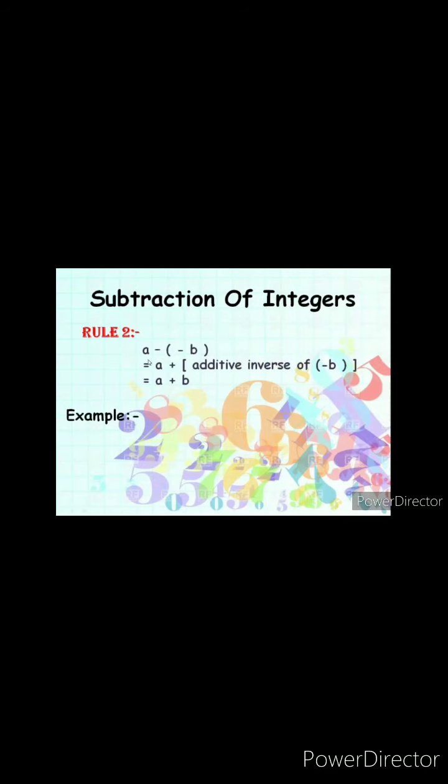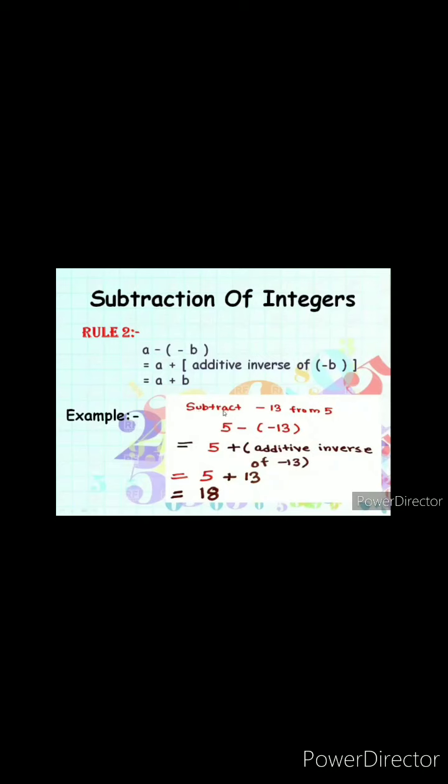Now if you have to find a minus under bracket minus b, the rule is somewhat the same as the previous one. I told you that we are not going to write this minus sign, we are going to write plus sign and then the additive inverse of the number which is after the minus sign. After the minus sign we have minus b. Now tell me, what is the additive inverse of minus b, or what is the opposite of minus b? It is b. So it is equal to a plus b.